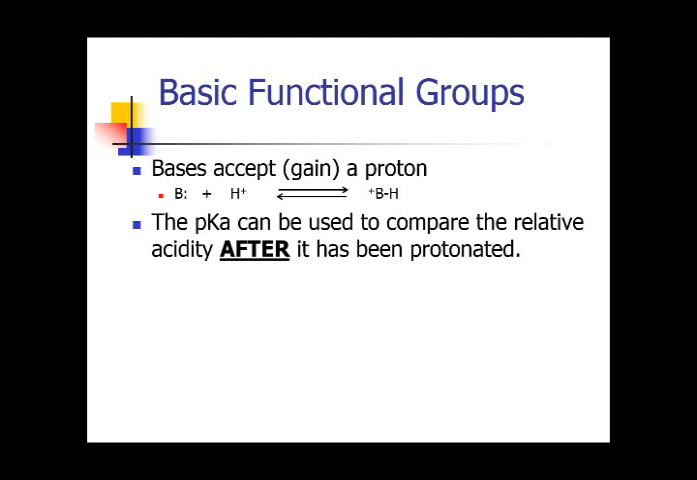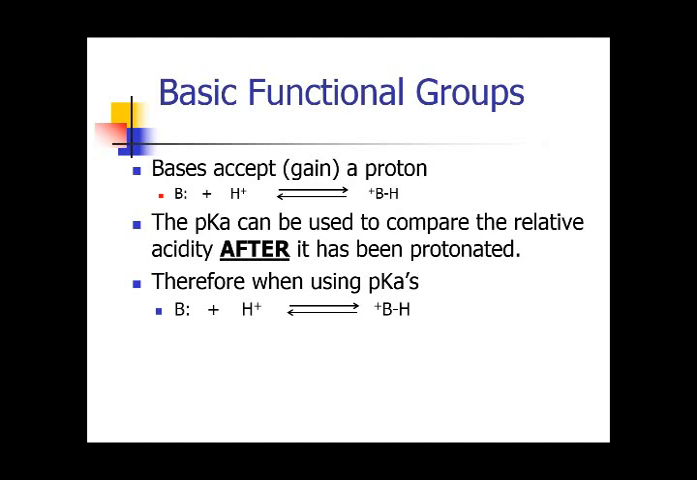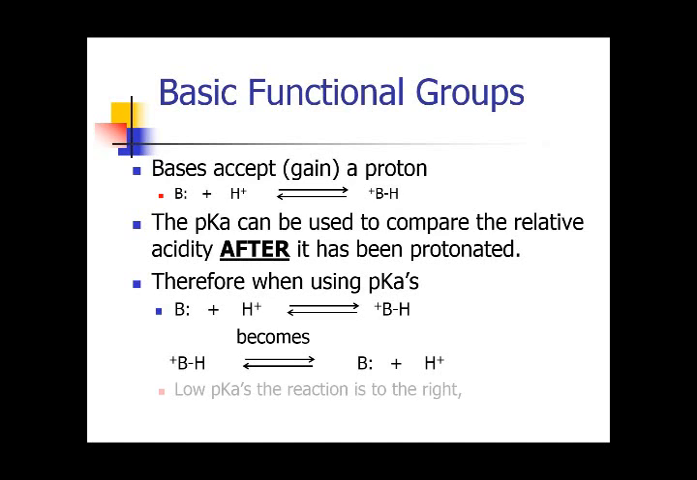We have cheated throughout our careers, I do it too, for simplicity, but the truth is it needs to be protonated in order to have a pK value. So therefore, when you're using pK, this expression is actually that expression. And then everything else falls nicely into place. If you can get that in your head, everything should fall nicely into place. So therefore, this equation means a low pK value, the reaction is to the right. A high pK value, the reaction is to the left.